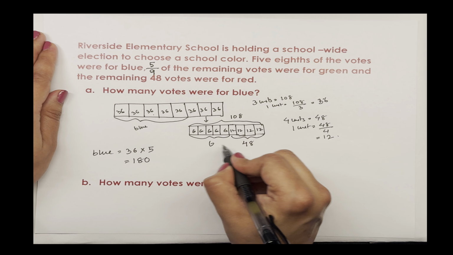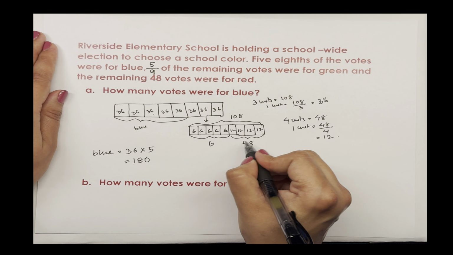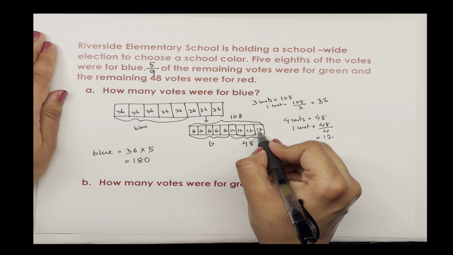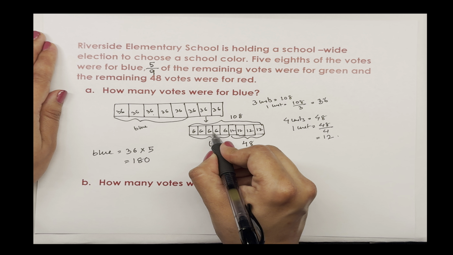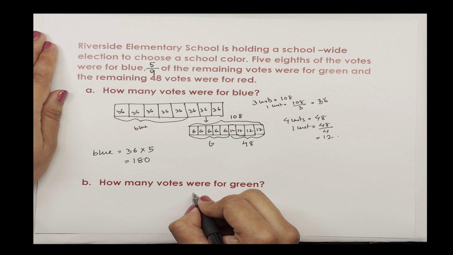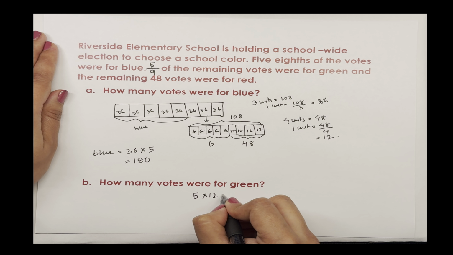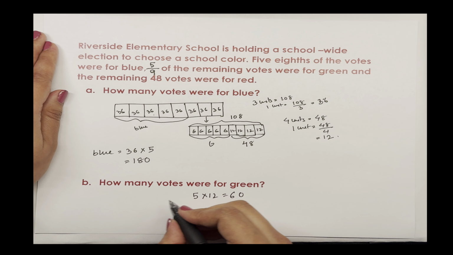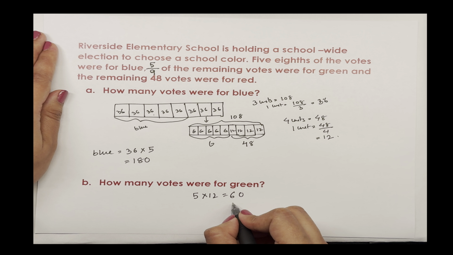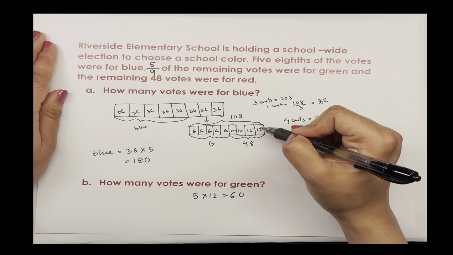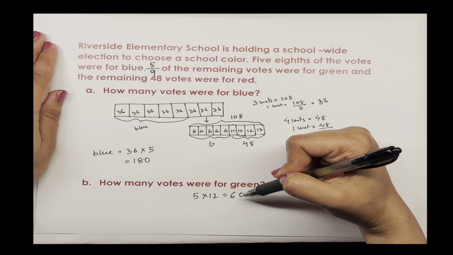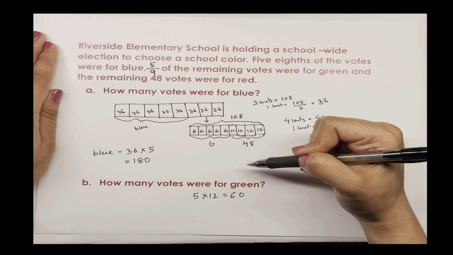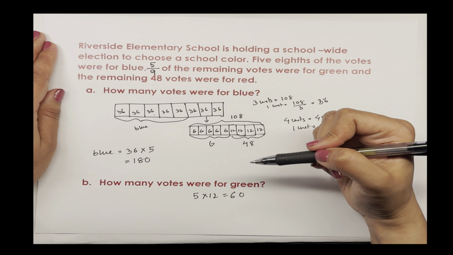Now look at this part. Look at this tape diagram. Here each small part is 12. But the green is 1, 2, 3, 4, 5. So 5 times 12, that is 60. So 60 votes were green. So we use this tape diagram and follow the step-by-step directions to find the number of votes for blue and the number of votes for green.